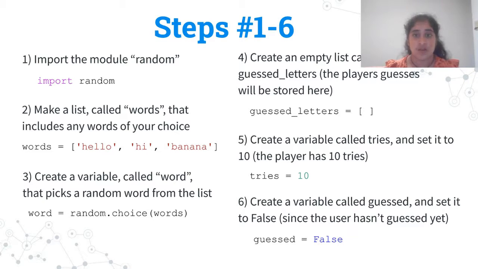For the fifth step, you have to create a variable called tries, and you have to set that to 10, essentially meaning that the player has 10 tries. We'll give you a few seconds to work on this, but you can pause the video if you need more time.